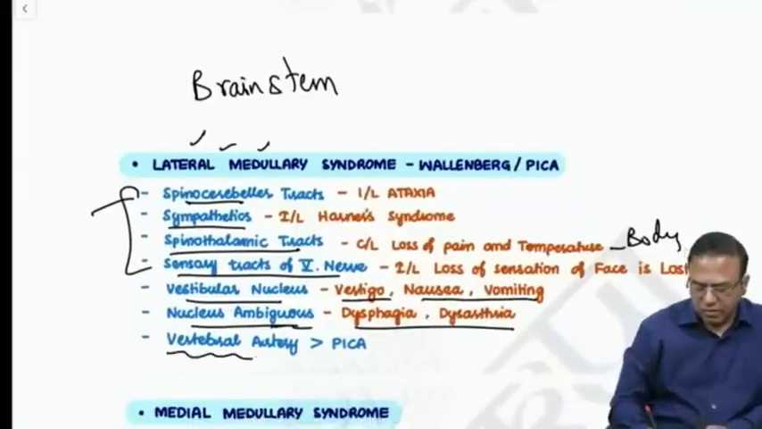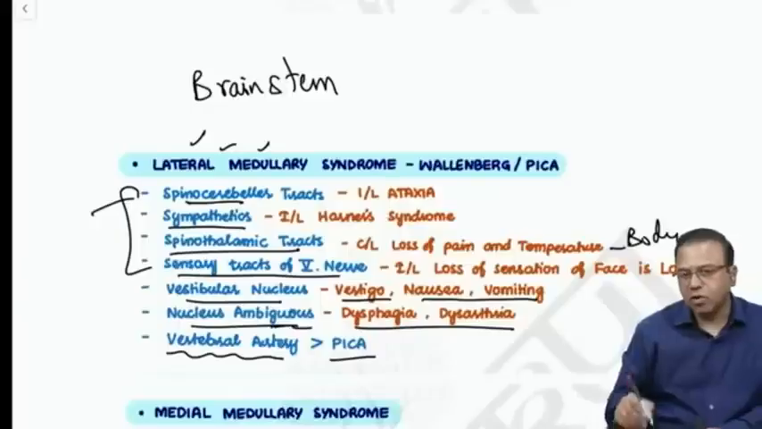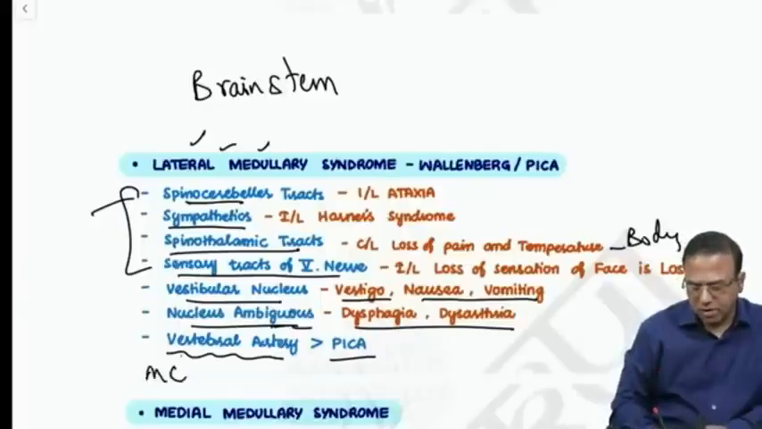What's the most common vessel affected? Vertebral artery, not PICA. It's called PICA syndrome, but the most common artery affected is the vertebral artery.